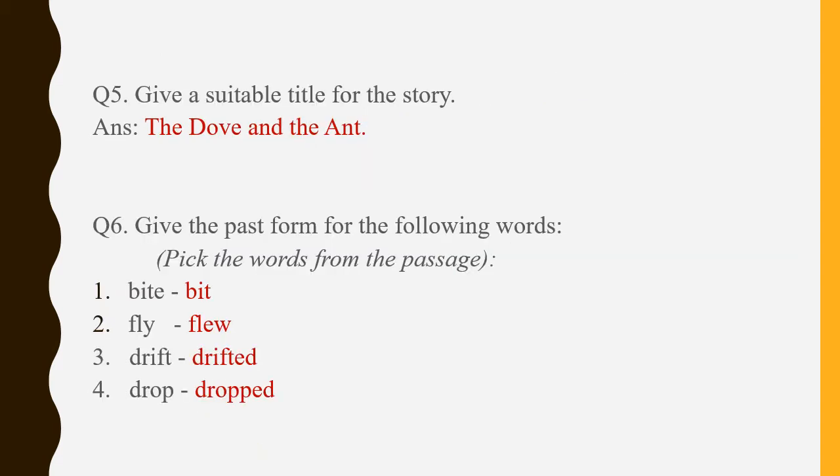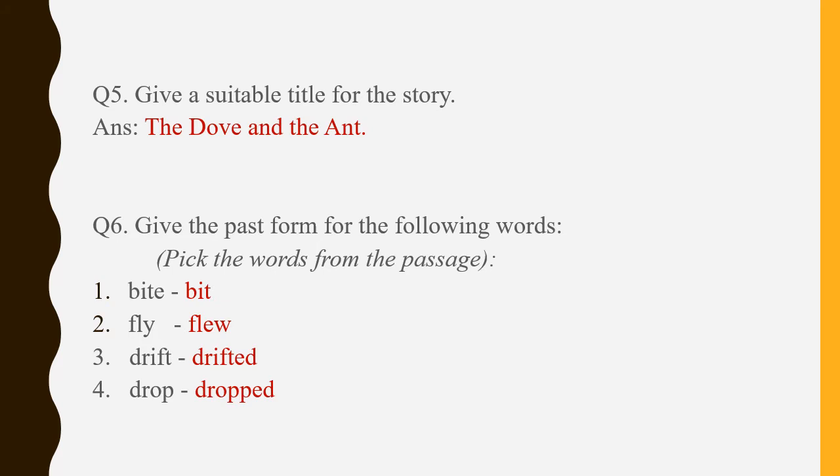Question number 5. Give a suitable title for the story. Now remember in the previous class, I asked you to come up with a title for the story. I hope everyone has done that. Here I'm giving you a title, The Dove and the Ant. This one is short and very simple. If you have the same title as mine here, very good. If you have a different and a very interesting one, then that's much better. So whatever your title is, just let it be.